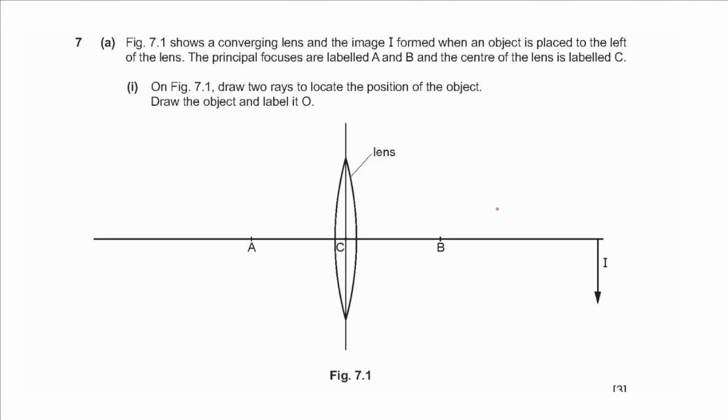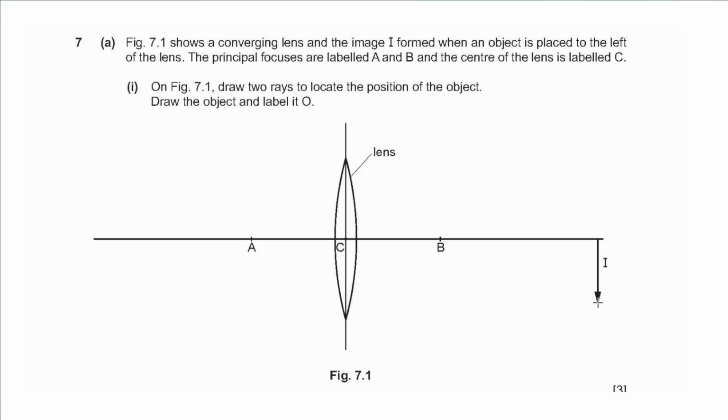Question 7a says, figure 7.1 shows a converging lens and the image I formed when an object is placed to the left of the lens. The principal focuses are labeled A and B, and the center of the lens is labeled C. On figure 7.1, draw 2 rays to locate the position of the object, and draw the object and label it O. So first we have an easy ray that passes through the optical center without bending and reaches the image.